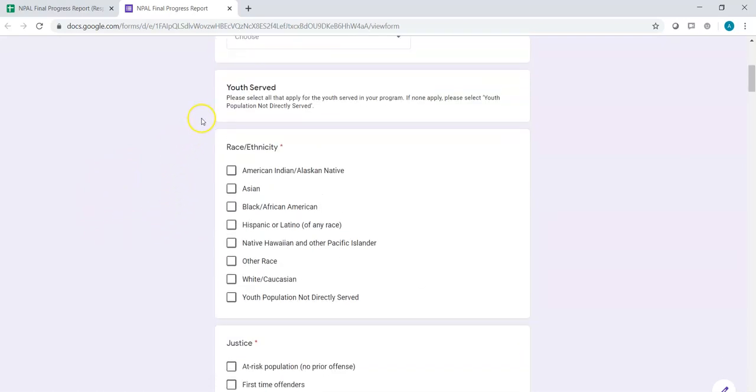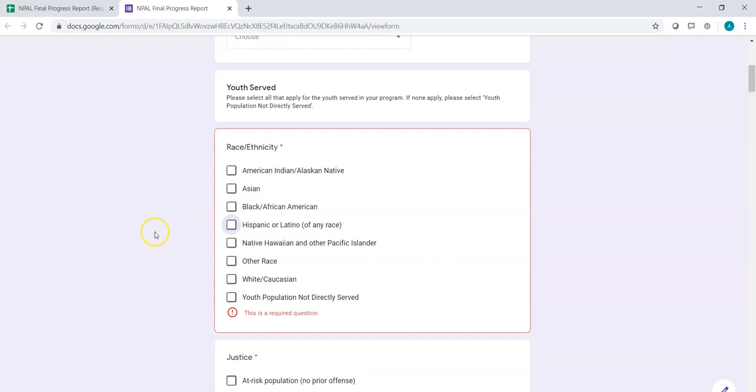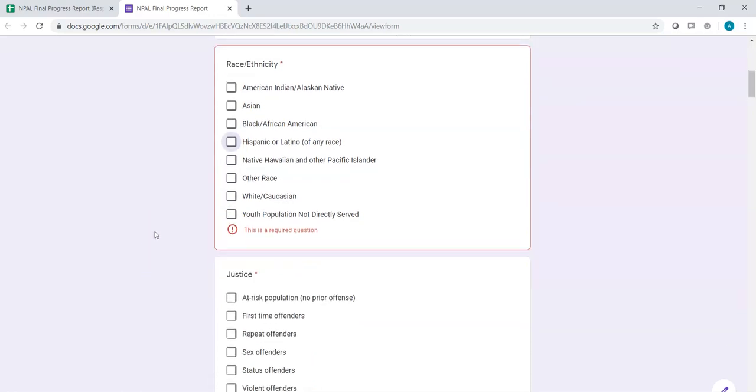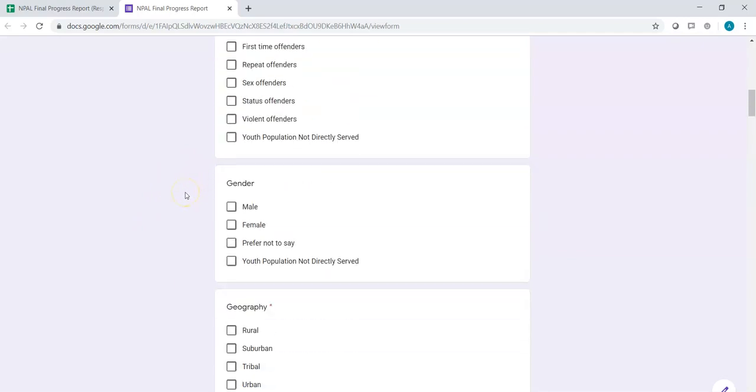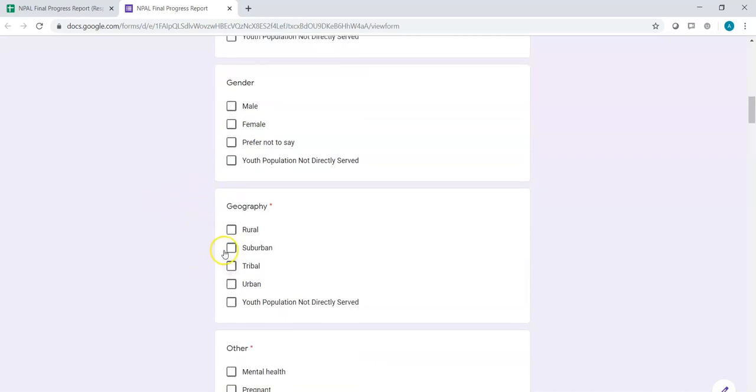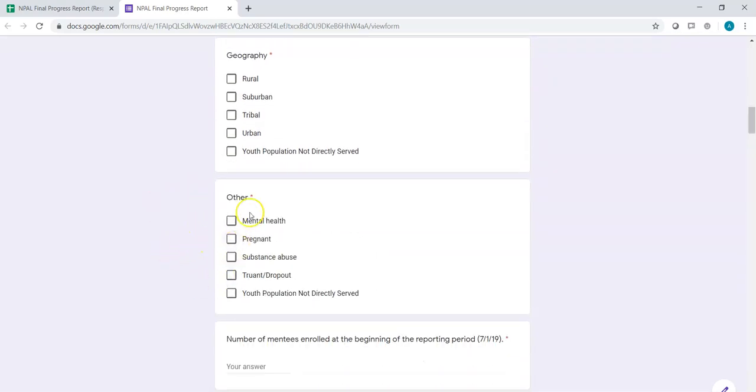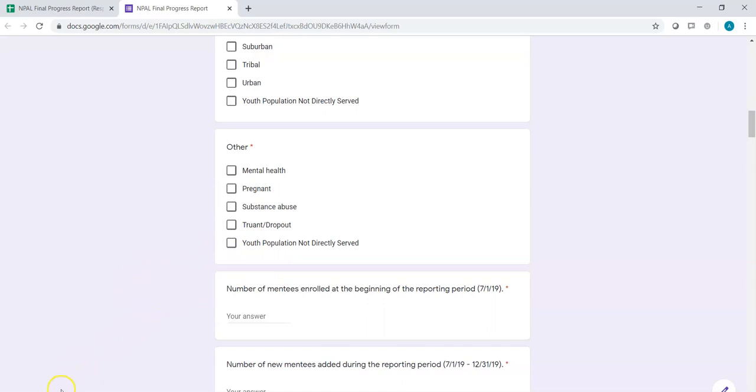Continuing to go down, you're going into the youth that you serve. So select any of the boxes that apply for your particular grant program. As you can see, you can select multiple boxes, so please do if that applies to your particular program. Continuing on, same kind of thing for the justice population that you're specifically serving. Same thing for gender and geography. And then there's this other category if you're serving any youth in these categories as well.